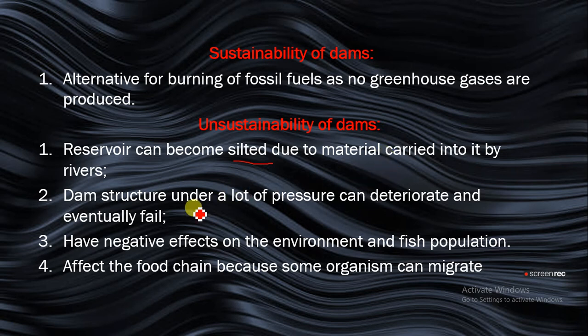And the dam structure is under a lot of pressure. So if it is not properly maintained, it can deteriorate and eventually collapse and lead to massive flooding. It also has a negative effect on the environment and fish production. It affects the food chain because some organisms can migrate and leave the environment.